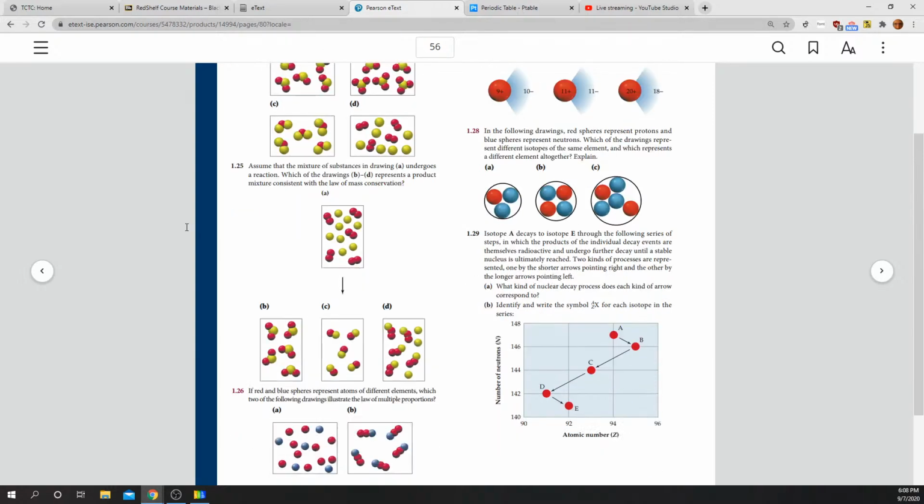In the following drawings, red spheres represent protons and blue spheres represent neutrons. Which of the following represents different isotopes of the same element and which represents a different element altogether? So, red spheres being protons, in order for them to be the same element, they need to have the same number of protons, therefore the same number of red spheres. That would be B and C. 2 protons, 2 neutrons, 3 neutrons. So that means these represent different isotopes of helium. This right here is an isotope of hydrogen. Specifically, it is tritium, 1 proton and 2 neutrons.